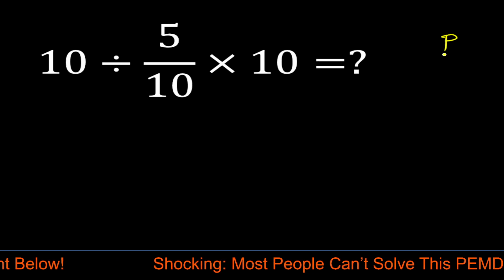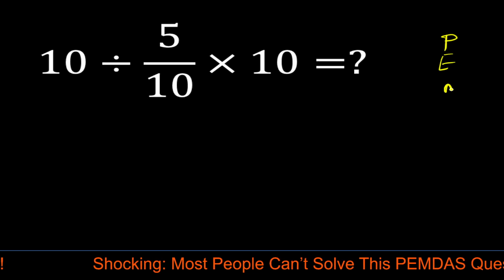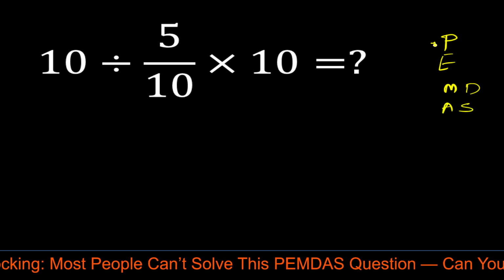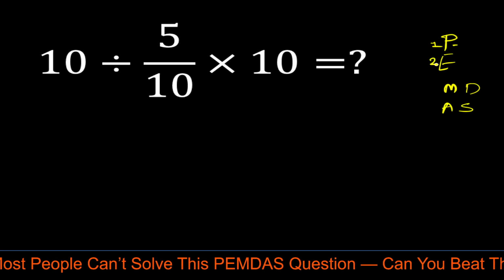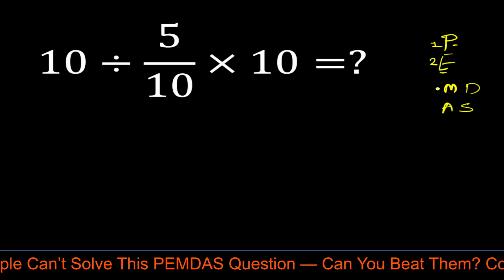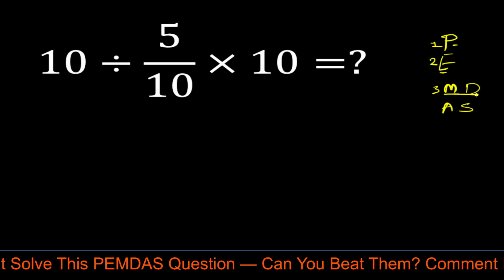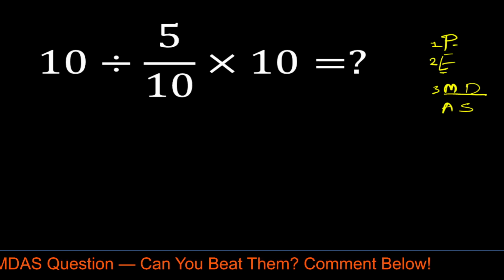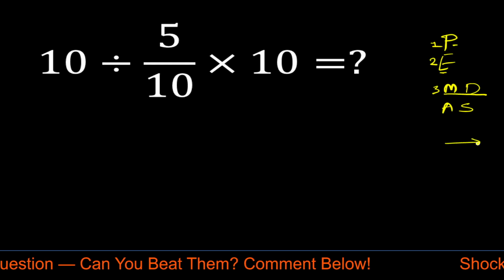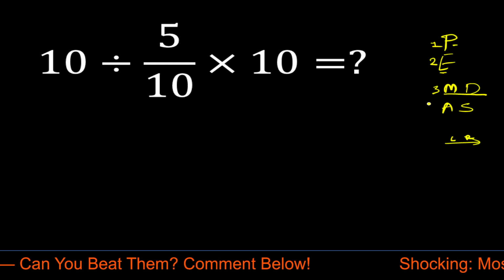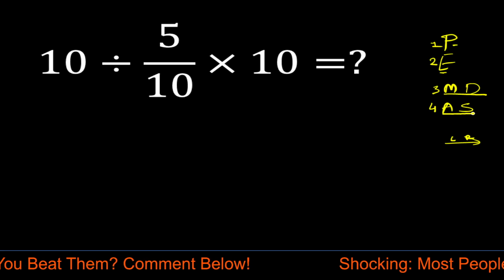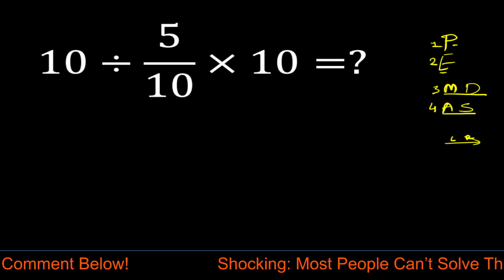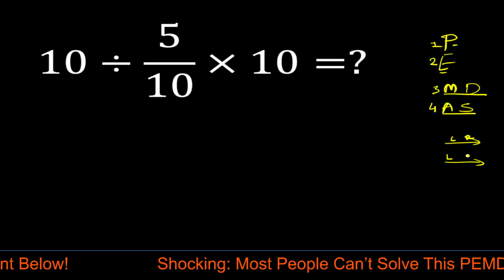So PEMDAS, P-E-M-D-A-S. According to PEMDAS, first priority is parentheses, then second priority is exponents, then third priority is multiplication and division. Here multiplication and division both have equal priority, so we have to solve it from left to right. Then fourth and last priority is addition and subtraction. Also addition and subtraction both have equal priority, so we have to solve it from left to right.